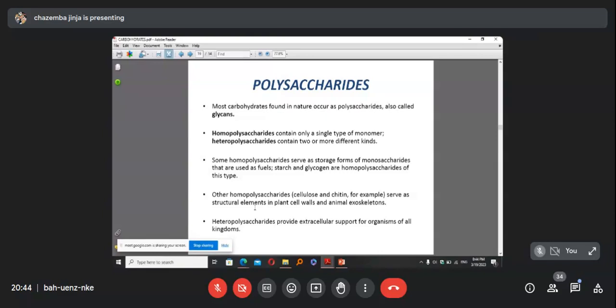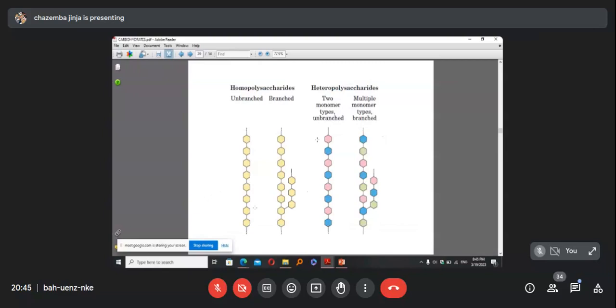So, other homopolysaccharides include cellulose and chitin, which are structural elements in plant cell walls and animal exoskeletons, whereas heteropolysaccharides provide extracellular support for organisms of all kingdoms. So this is just a picture view of a homopolysaccharide.